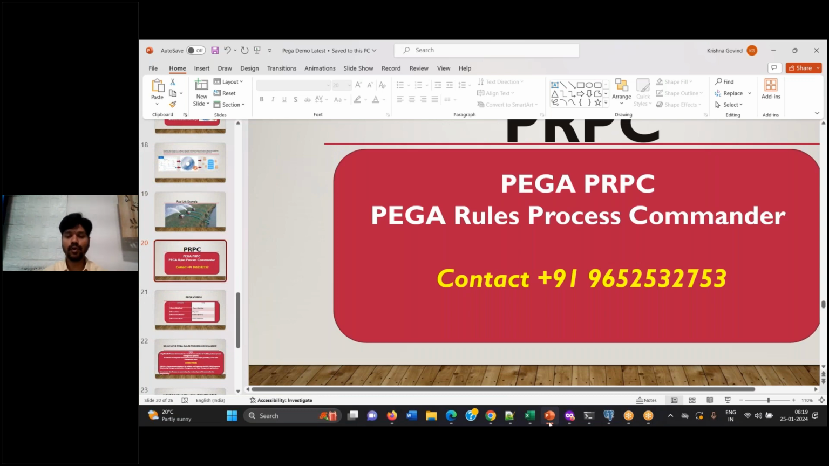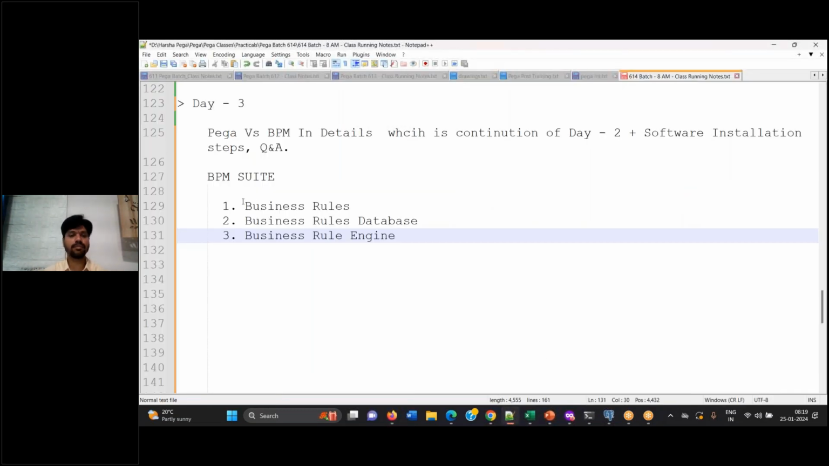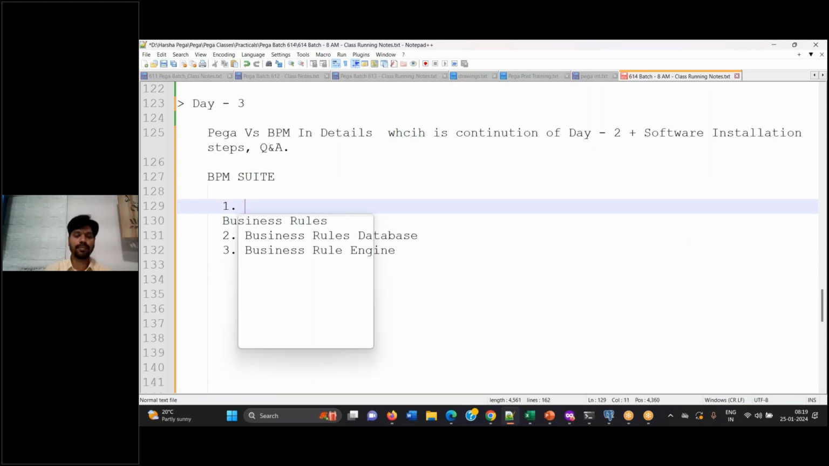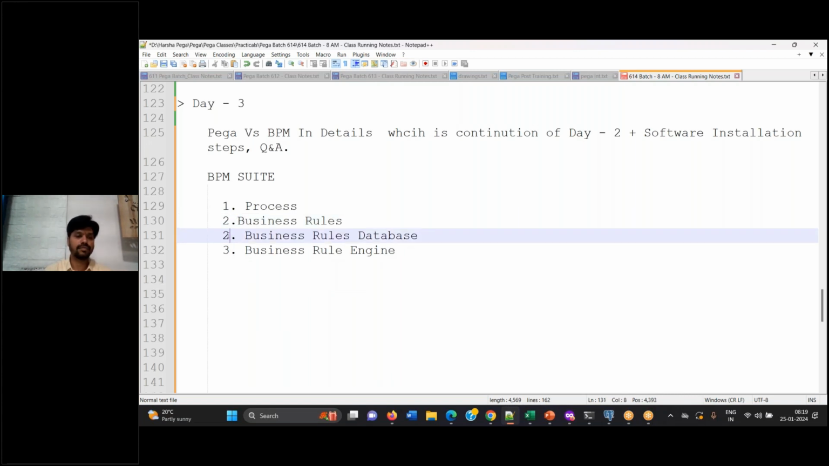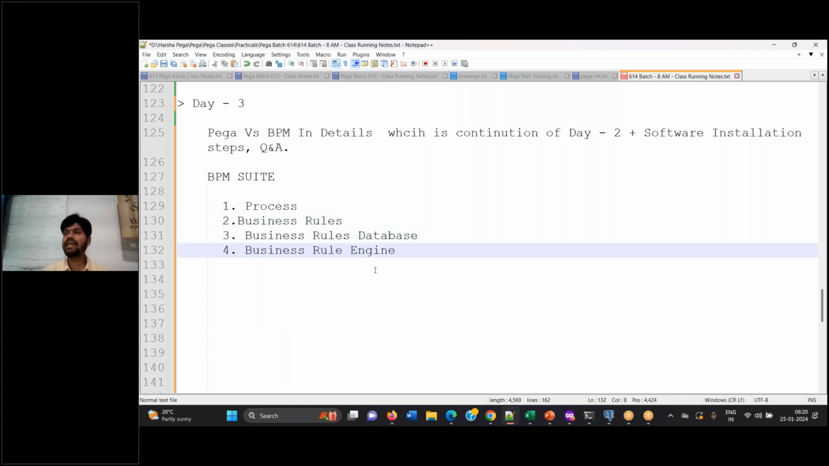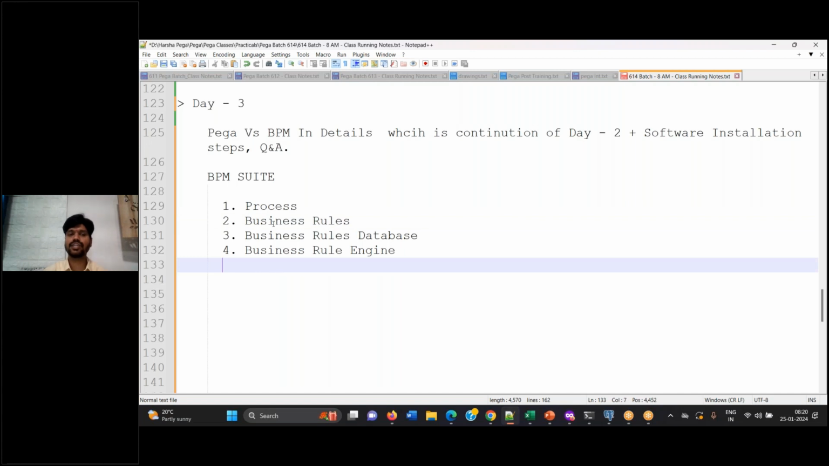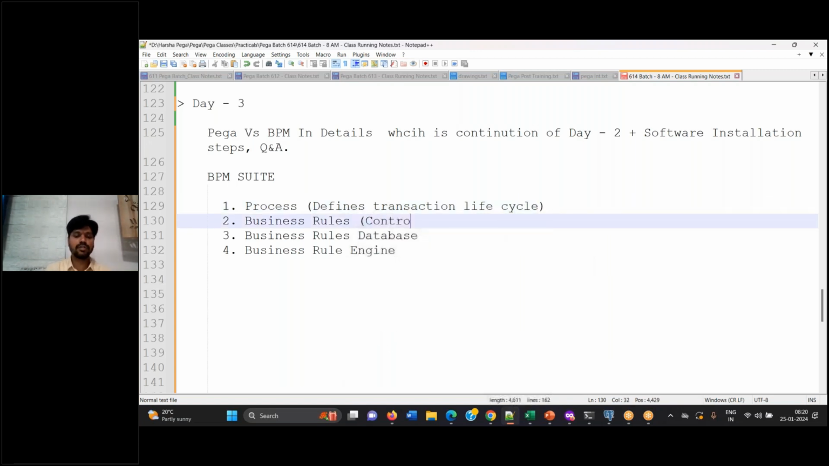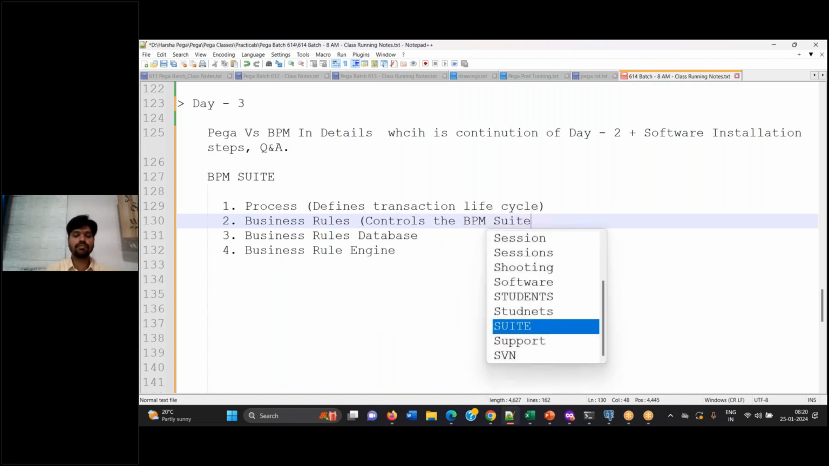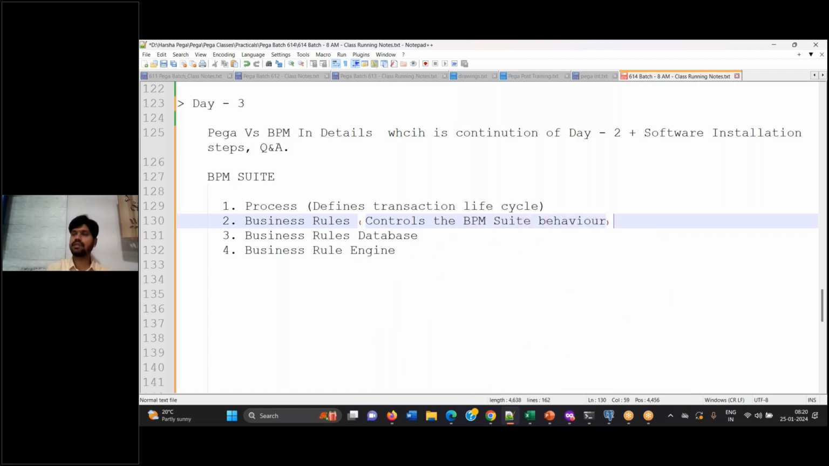So far I told you about the business rules and BPM system components. One more I forgot to write, that is process. Second one, third one, fourth. These are the four main components in a BPM system, the BPM suite architecture. Process: what is its purpose? It defines the transaction life cycle. Business rules control the BPM suite's behavior, the processing behavior, everything.